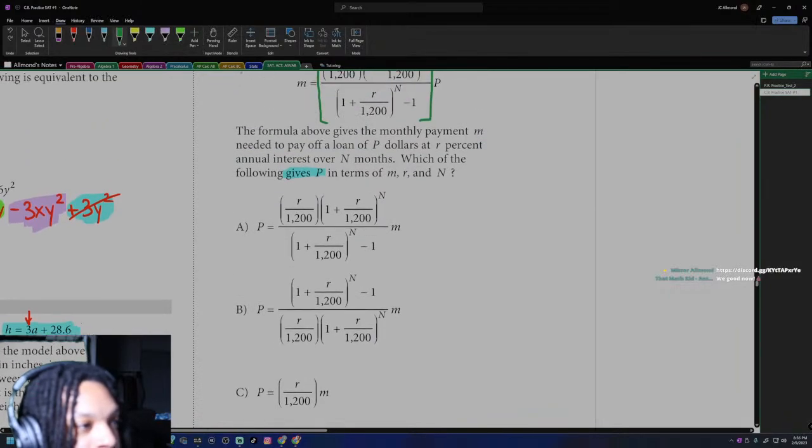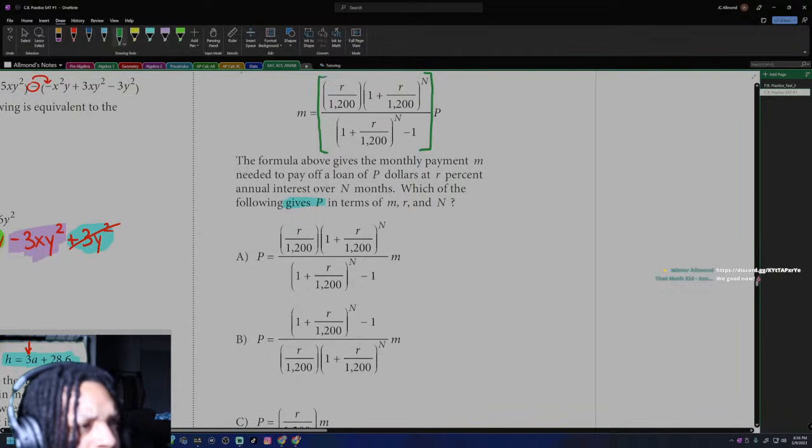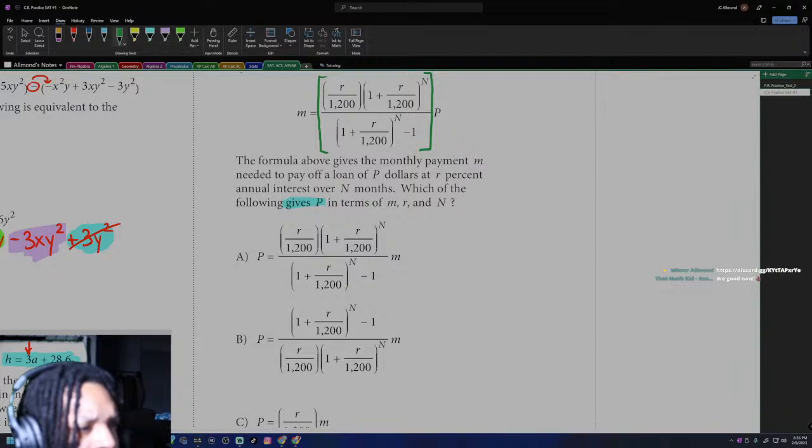Okay, so what was the stuff is, okay, it's a lot going on. R over 1200, 1 plus R over 12,000.